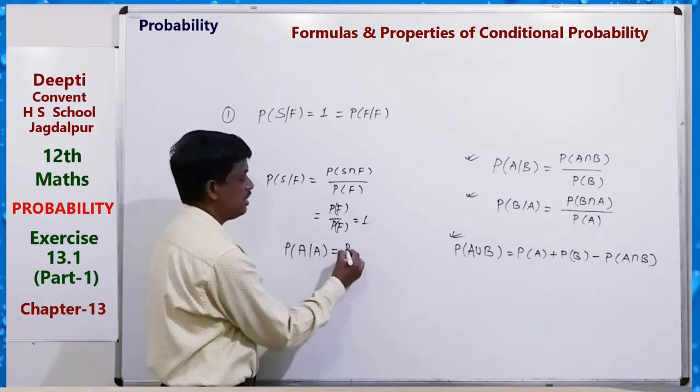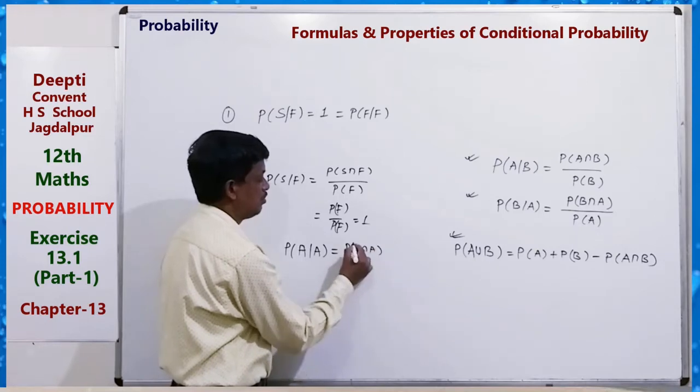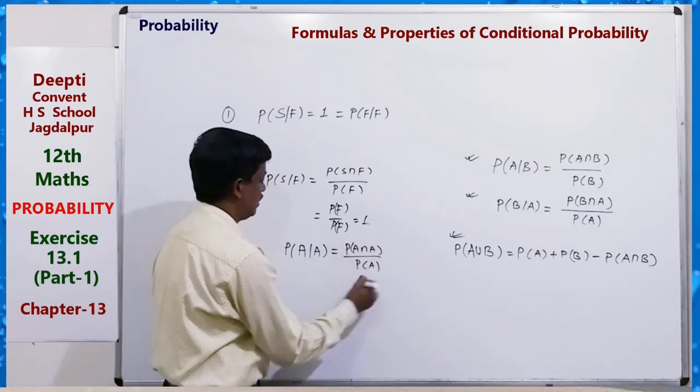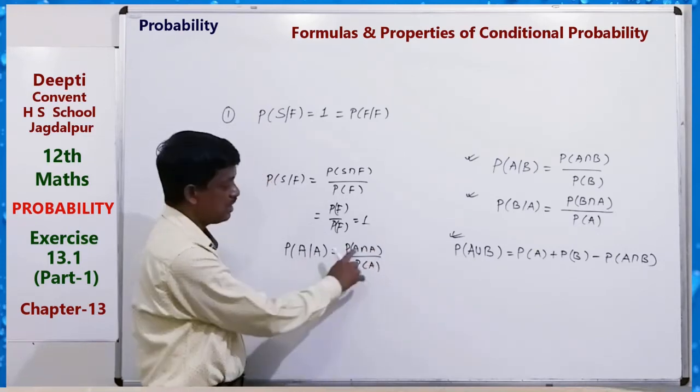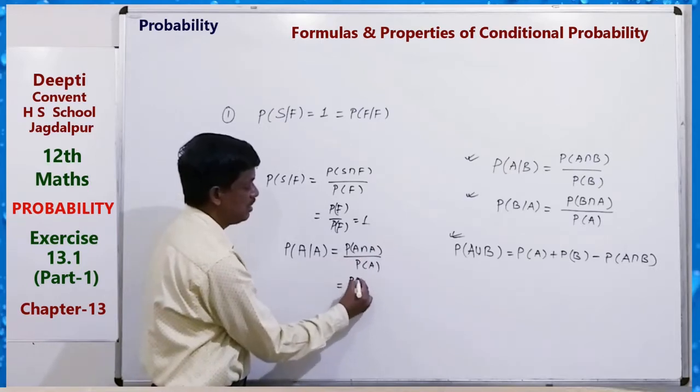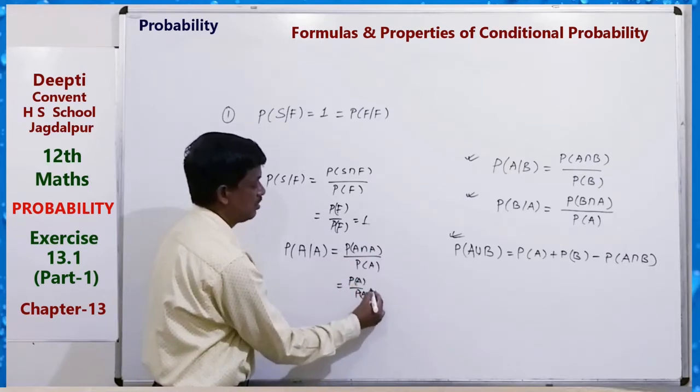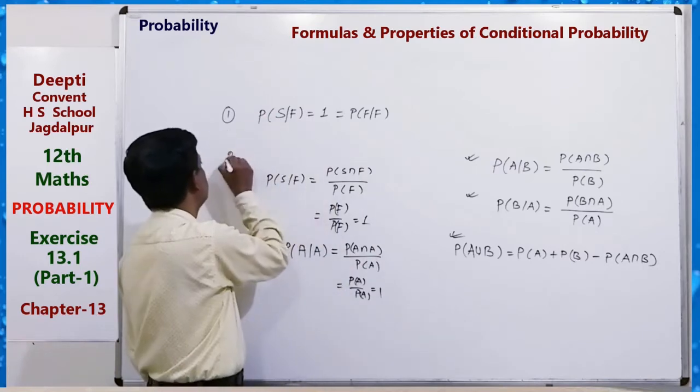Similarly, P(A/A), how can we write? P(A intersection A) upon P(A). So P(A intersection A) is P(A) upon P(A), equals 1. So this is the first property.